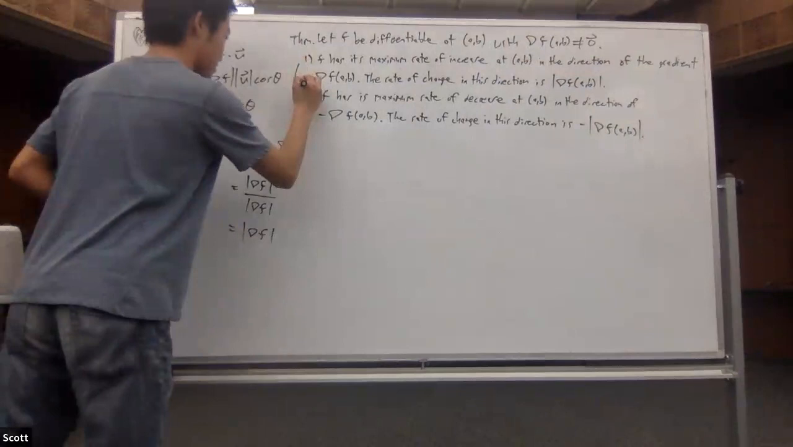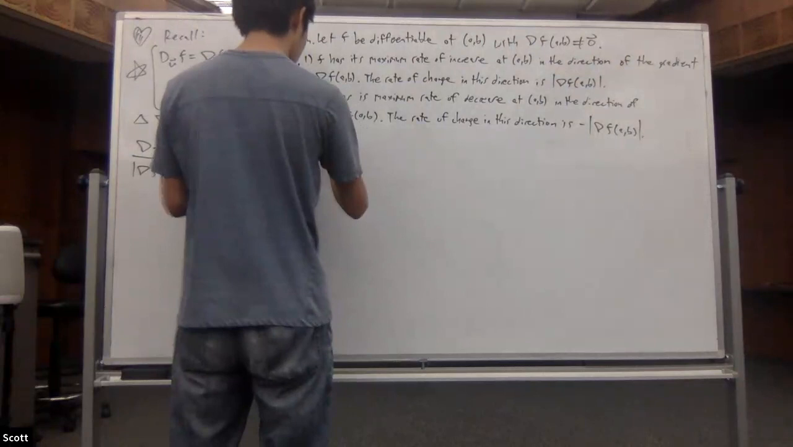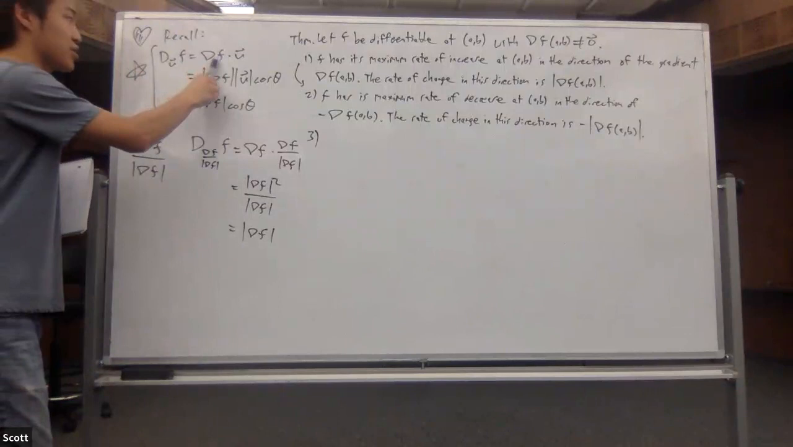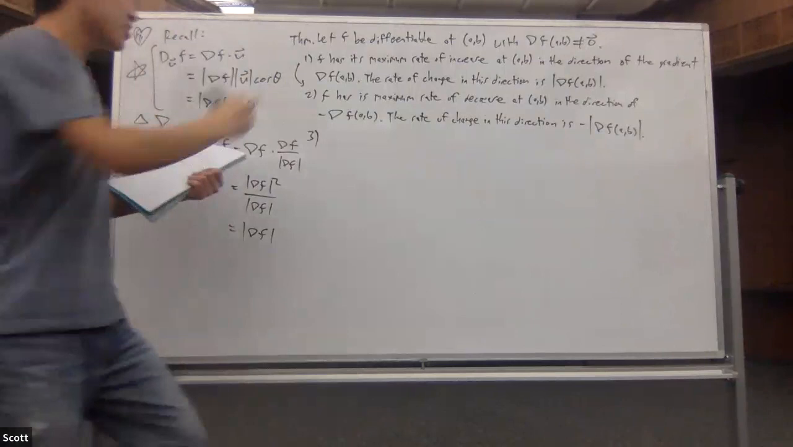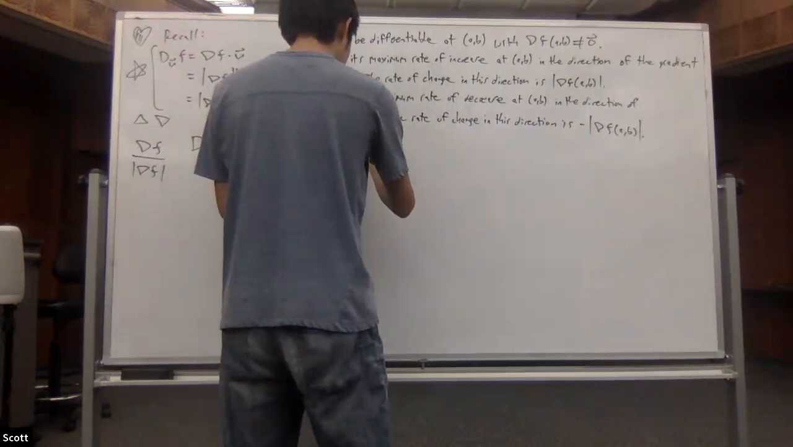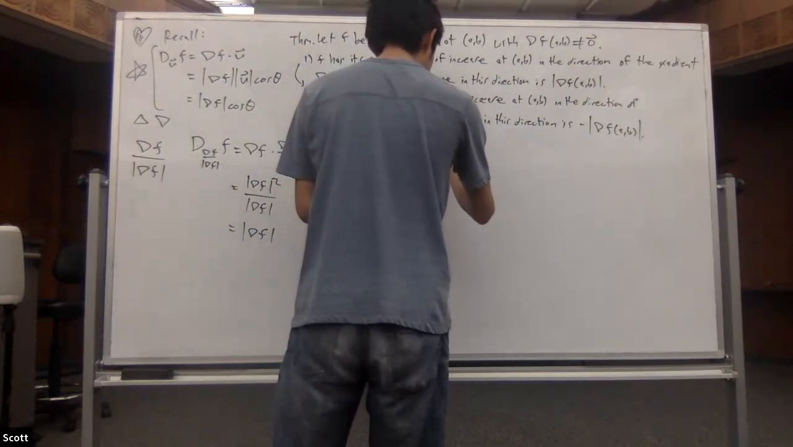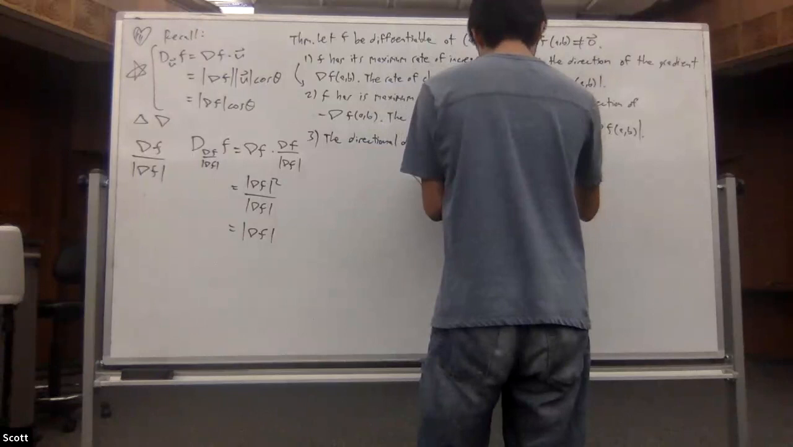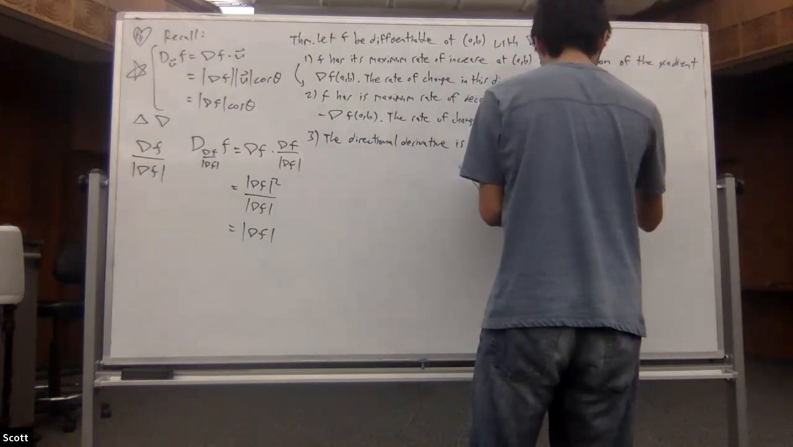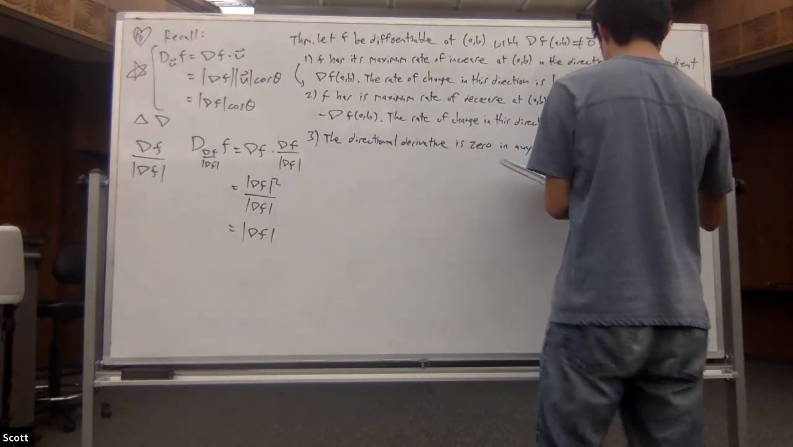And then the third one is really just putting into English the understanding that we know the dot product between two vectors, if that ends up being zero, the only way that happens is if they're orthogonal to each other. So we just put that into English here and we say, the directional derivative is zero in any direction orthogonal, as expected, to what the gradient is.